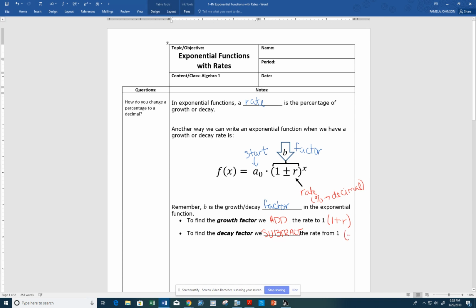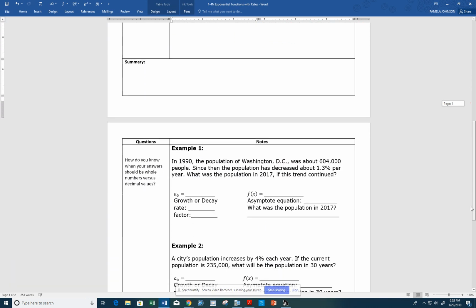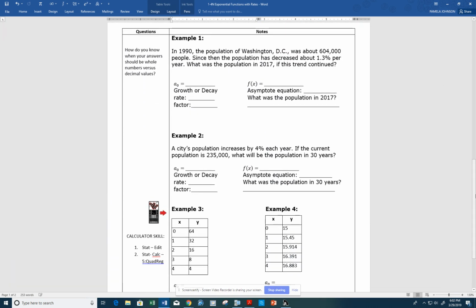Okay, so 1 minus R. All right, let's go ahead and flip to the back. Let's look at a couple of examples. Okay. Example 1, in 1990, the population of Washington, D.C. was about 604,000 people. Since then, the population has decreased by 1.3% per year. What was the population in 2017 if this trend continues?